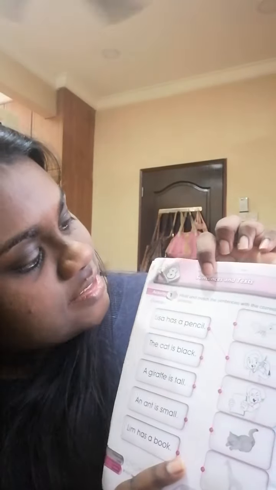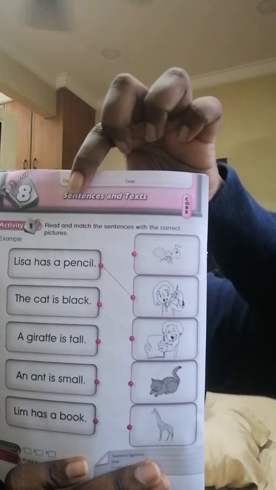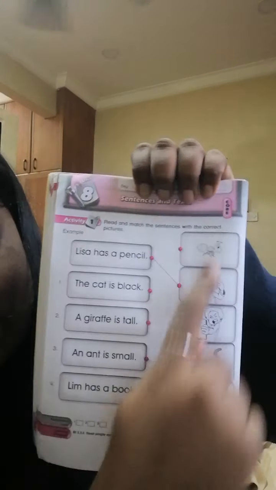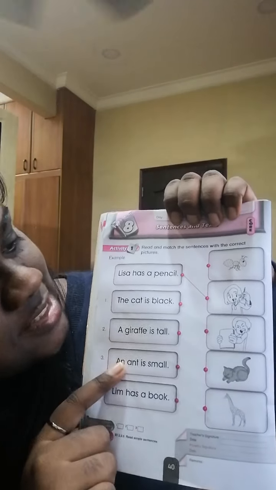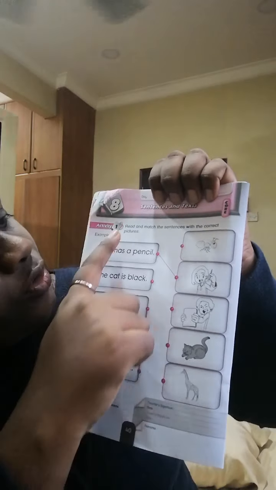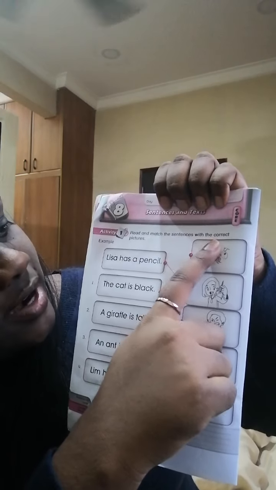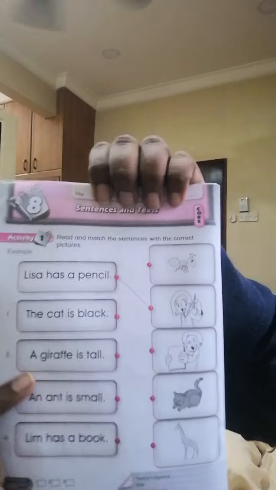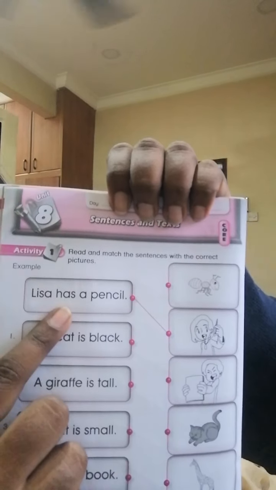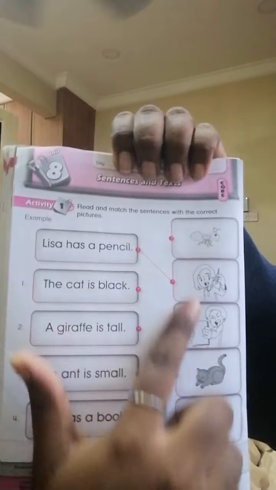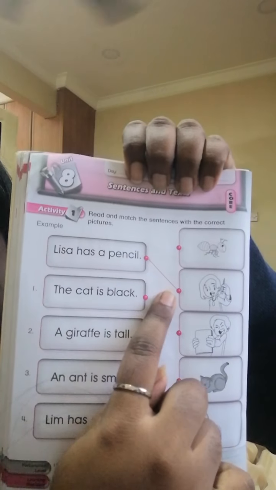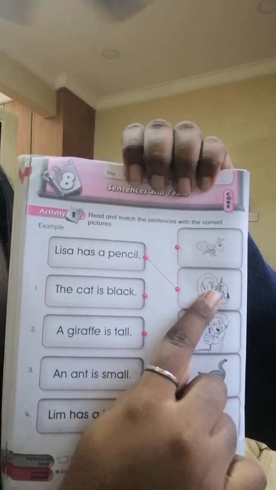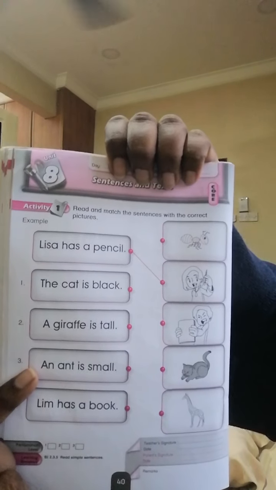And one last page. Okay, one last page. These are about sentences and text. So they've given you a sentence and they've given you pictures. You need to take the right sentence and match it to the right picture. Read and match the sentences with the correct pictures. The first sentence is Lisa has a pencil. Which one of these pictures? The one that is already matched, right? That's an example. So Lisa is holding a pencil in her hand. So Lisa has a pencil.